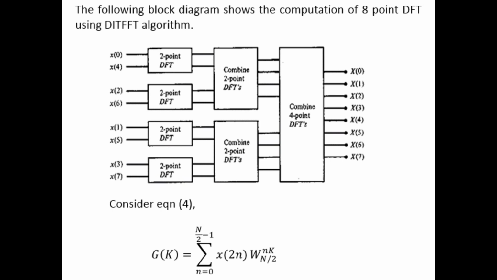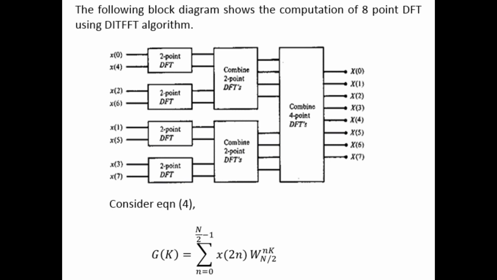Here we can observe that the input is in the bit reversed order. For example, x of 0, 0 we can write it in binary as 0, 0, 0. So the bit reversed order is also 0, 0, 0. The value will be 0 itself. And next is 0, 0, 1. So the bit reversed order is 1, 0, 0.